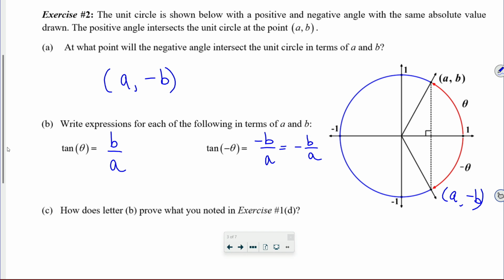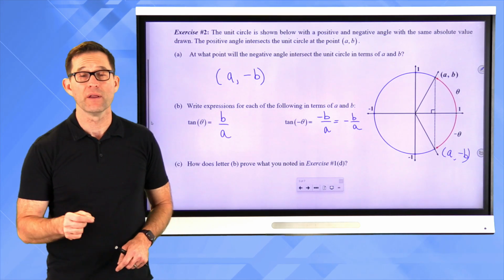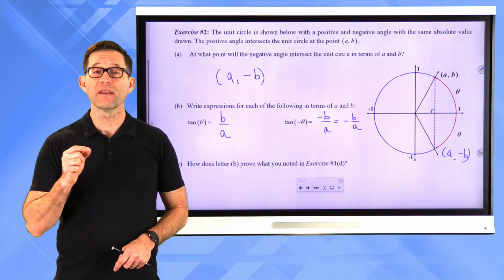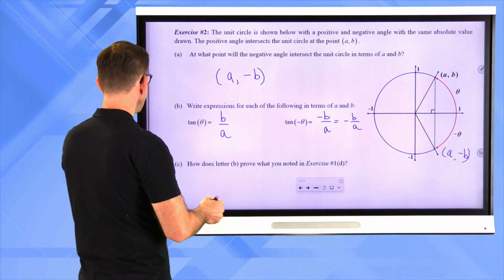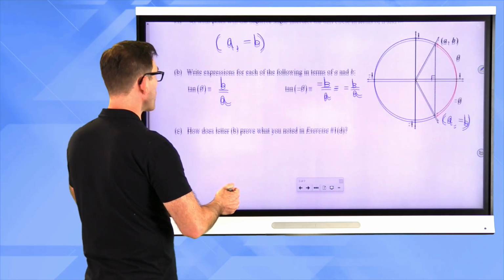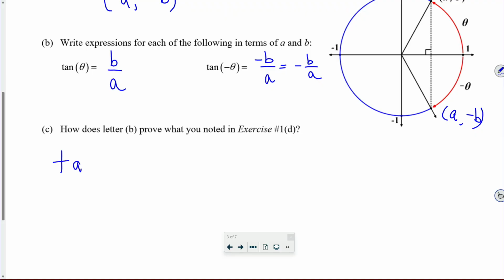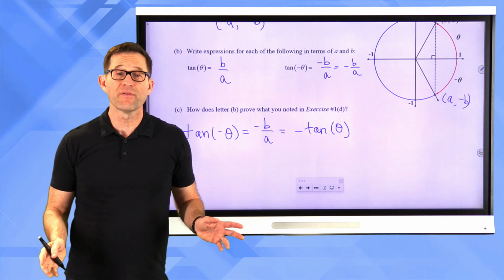How does letter B prove what you noted in exercise number 1D? In other words, in exercise number 1D, we noted that for tangent, opposite inputs gave us opposite outputs. Well, it's literally right here. The tangent of negative theta will be negative b over a, which is negative tangent of theta, right? And that is the definition of an odd function.